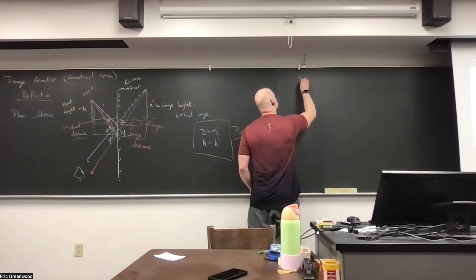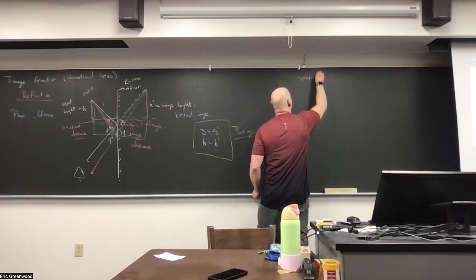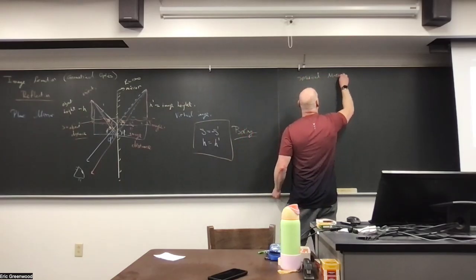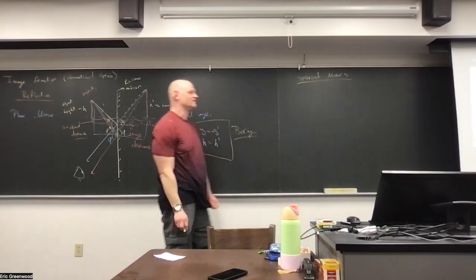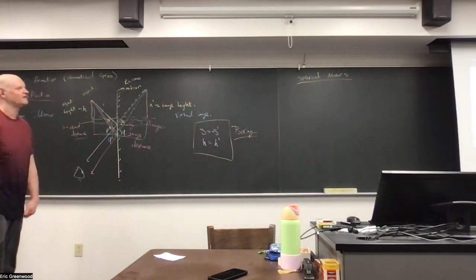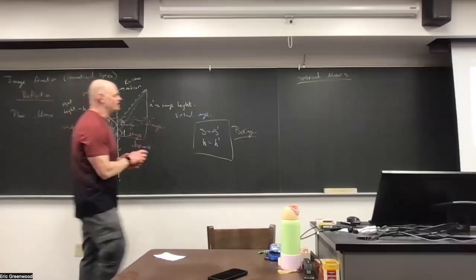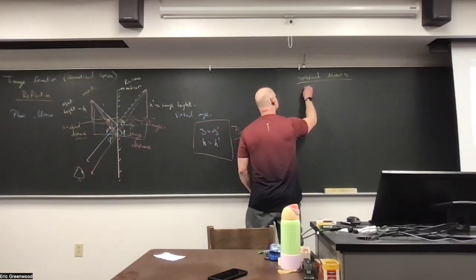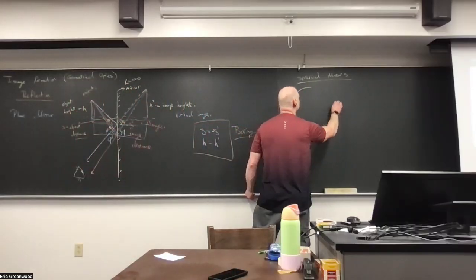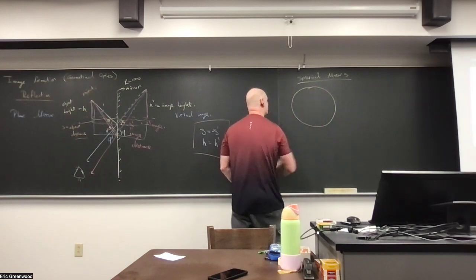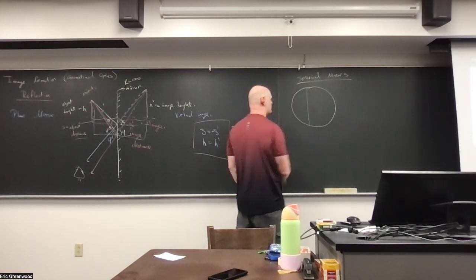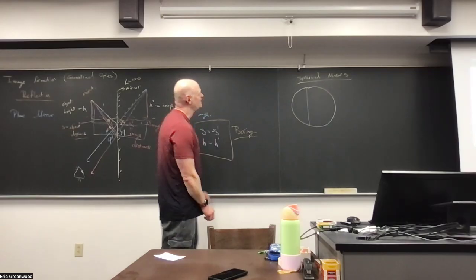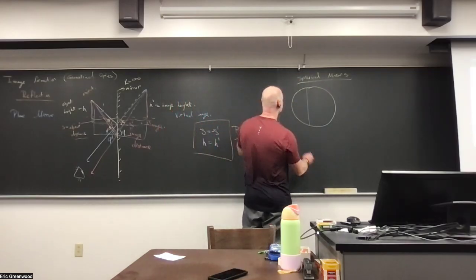So now we're going to look at what are called spherical mirrors. So what's a spherical mirror? A spherical mirror is exactly what it sounds like. In this case, all you're going to do is take a sphere. So here's your sphere, and then you're just going to chop off a portion of the sphere. So let's say we chop off this portion. In this case, we're going to mirror the sphere.